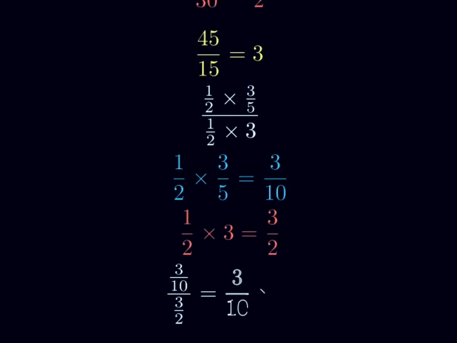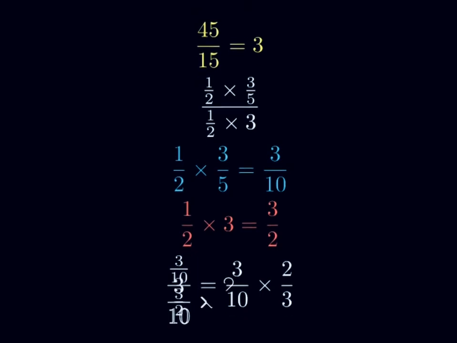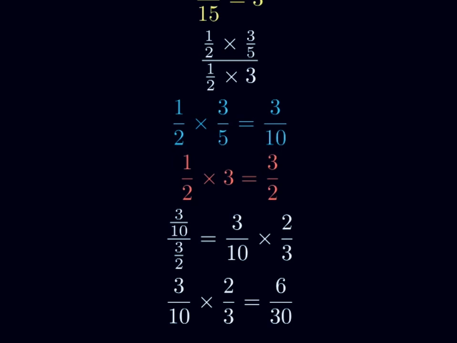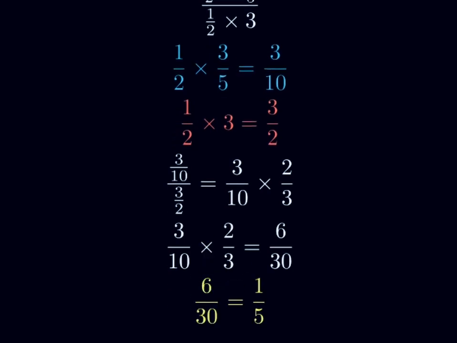Now our expression becomes 3/10 divided by 3/2. Remember, when dividing fractions, we multiply by the reciprocal. So this is equivalent to 3/10 times 2/3. Let's multiply these fractions. 3 times 2 is 6, and 10 times 3 is 30. 6/30 simplifies to 1/5. Therefore, our complex fraction simplifies to 1/5.